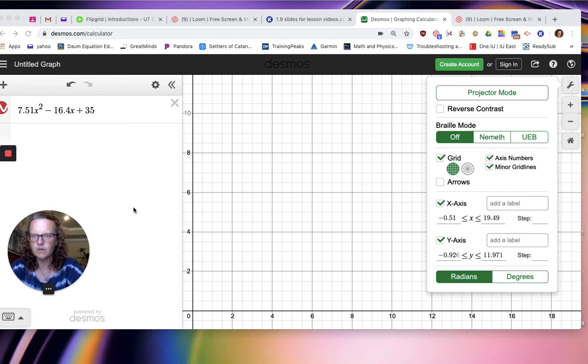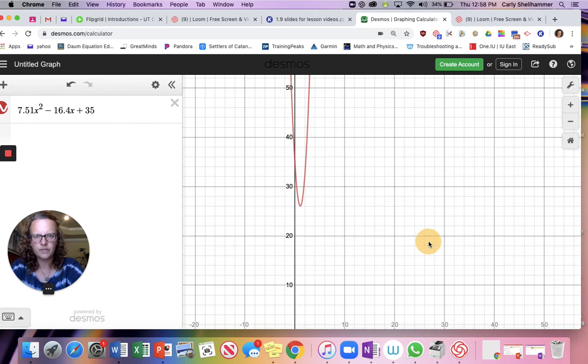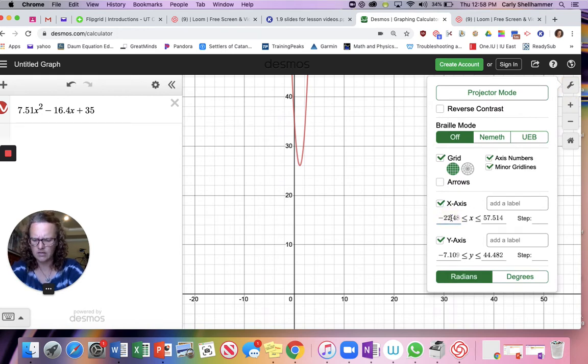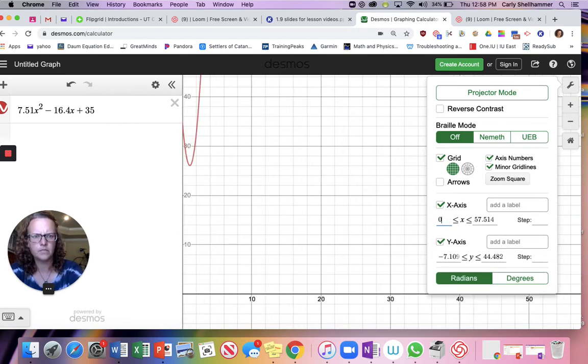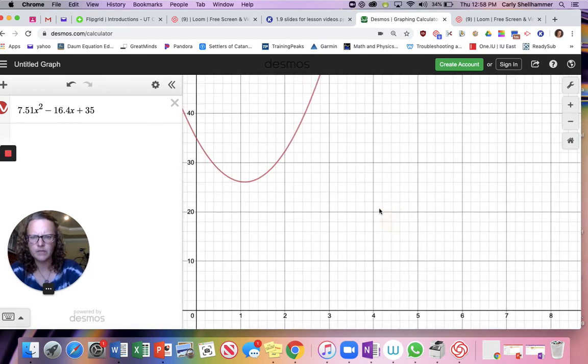I don't know the x and y axis for this one. So let's just zoom out a little bit. 7.51 x squared minus 16.4 x plus 35 between 0 and 9. I do want that. The x-axis has to be between 0 and 9. That's a little bit better. Okay, I know the y-intercept is going to be 35 because it's right there. It dips down and then back up.